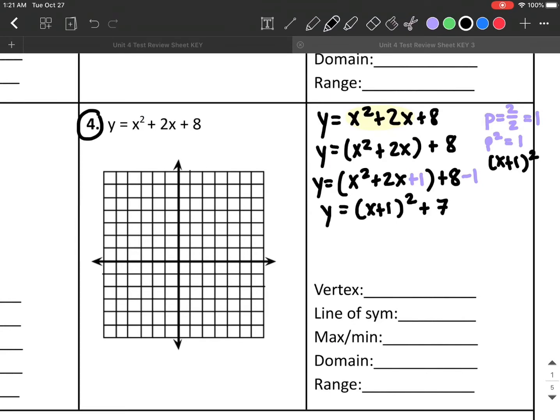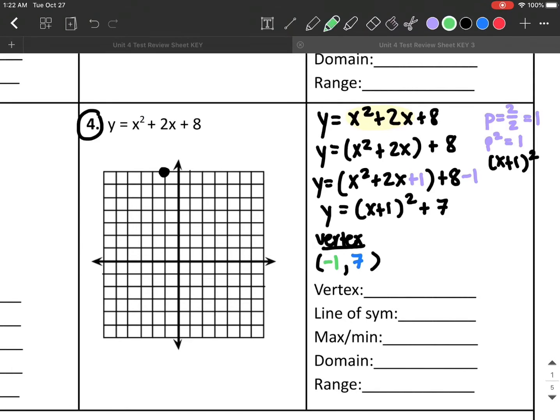This is my vertex form, which tells me the vertex for this parabola. I know that the x value in my vertex is going to be whatever I'm subtracting inside the parentheses, which is negative 1. And then the number that is my y value in my vertex is the number I'm adding outside the parentheses, which is 7. So my vertex is at negative 1 comma 7 right here.